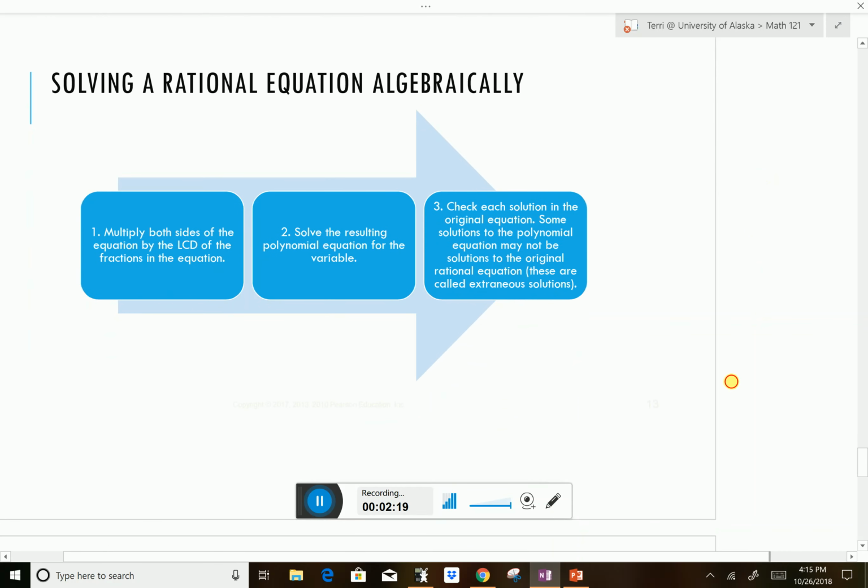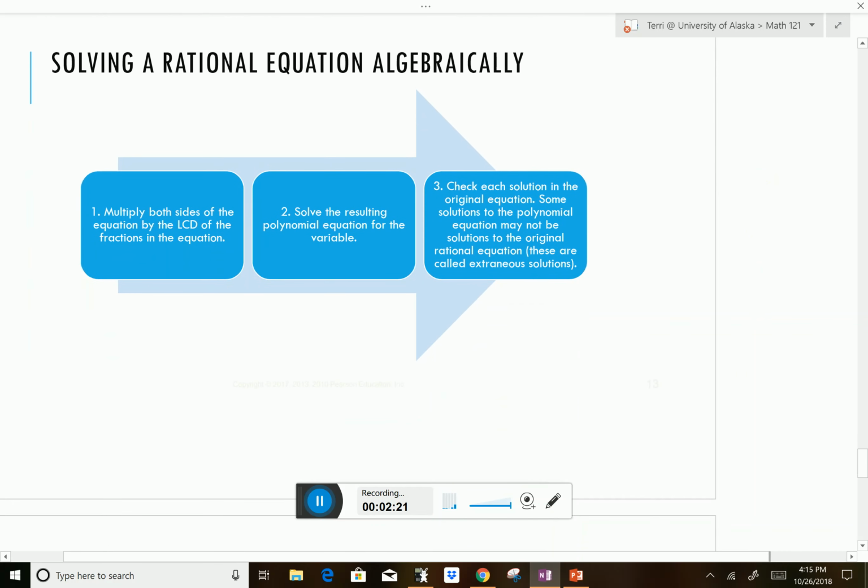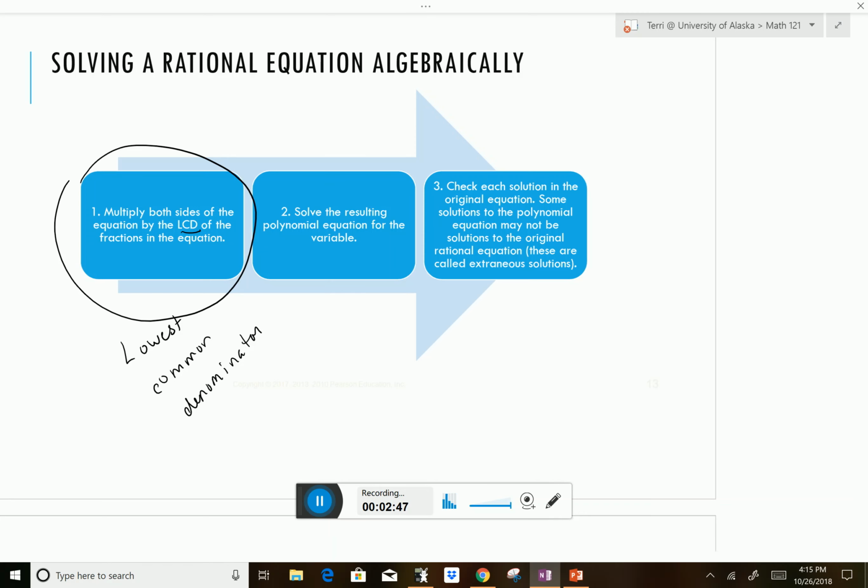So let's talk about solving rational equations. Of course, the first thing that we've been doing when we solve equations is multiplying both sides of the equation by the lowest common denominator. And what that allows us to do is get rid of all the fractions, because that's really what we want to do anyway. Then we can solve the resulting polynomial equation for the variable.